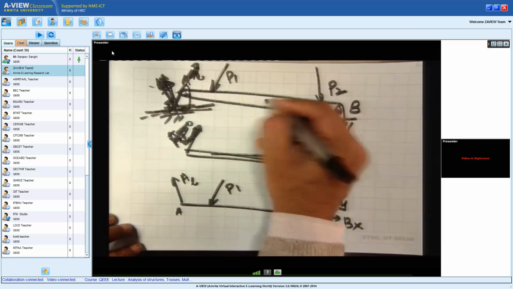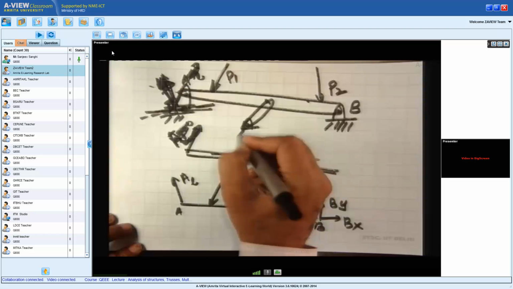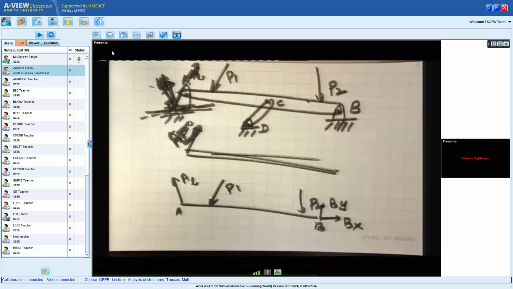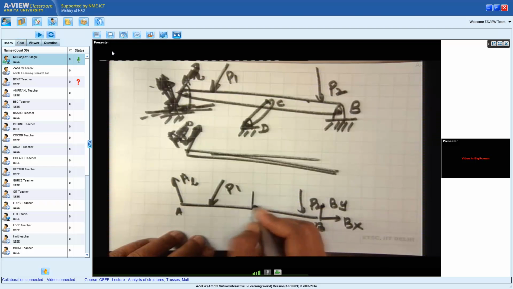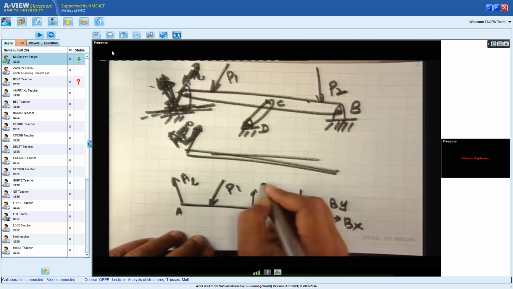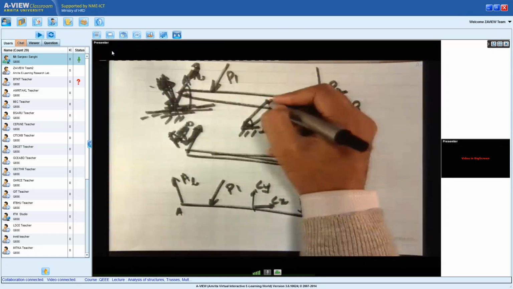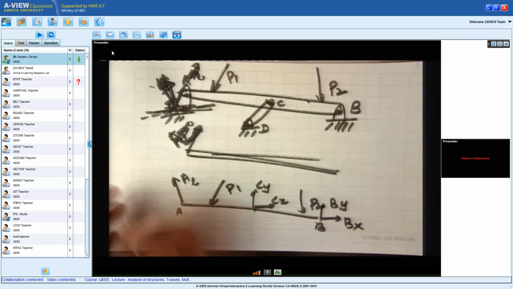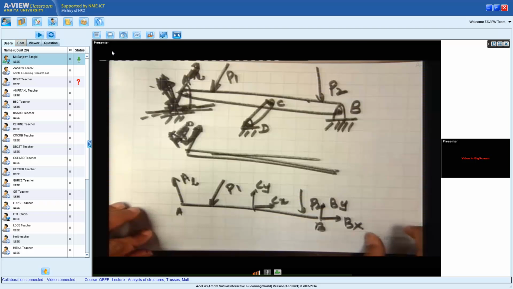But suppose AB is connected to CD at C. So at C what will I have? At C I will have CX and CY. Why do I have this? Because this is a pin, so it cannot provide any moment. So if I draw the free body diagram of AB, at C I will show CX and CY.